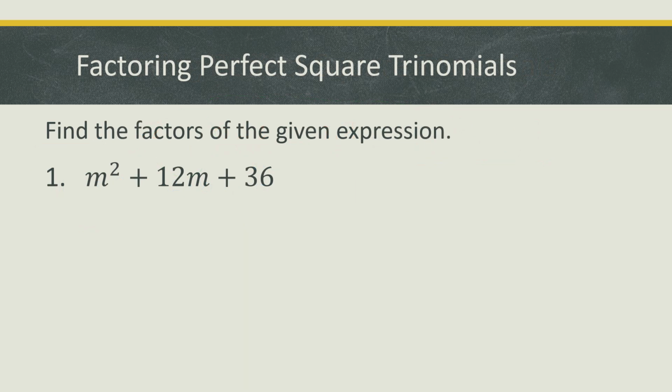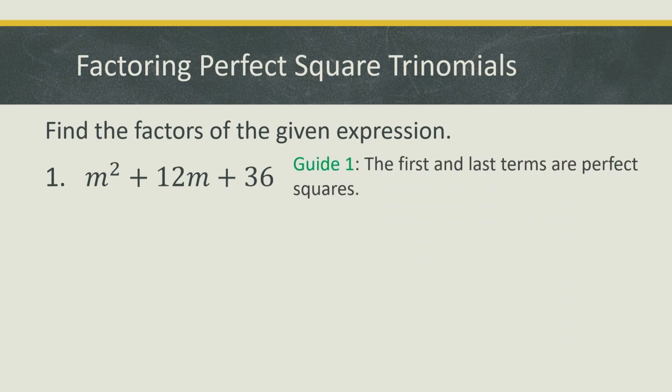Let us have an example. Find the factors of the given expression m squared plus 12m plus 36. Take note that you need to check if the given trinomial is a perfect square trinomial. Let's check guide 1. The first and the last terms are perfect squares. Let's get the square root of m squared. That will give us m. Get the square root of the last term, 36. That will give us 6. Therefore, the first term and the last term are perfect squares.